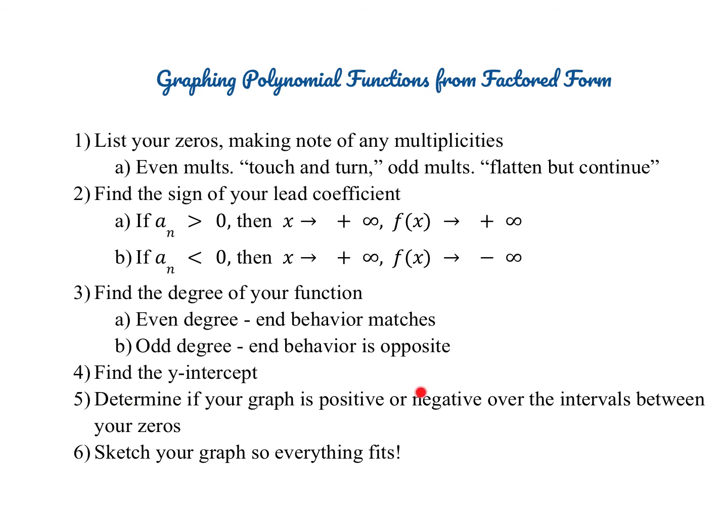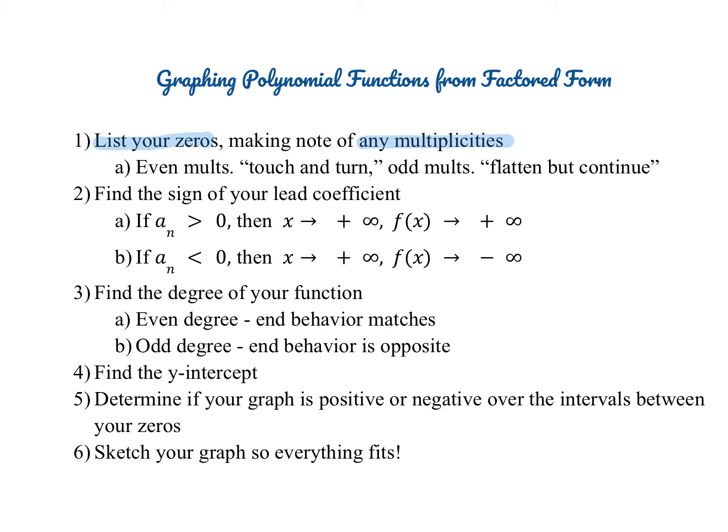Okay, so here's all the steps you can follow to help you graph a polynomial function when the function is in factored form. So the first thing I'd recommend doing is listing out your zeros. And when you're doing that, make sure you make note of any multiplicity. So if there's a triple root, a quadruple root, or a double root, make sure you write it. Like I said, when you have a multiplicity that's higher than 1, it has a special effect on your graph.